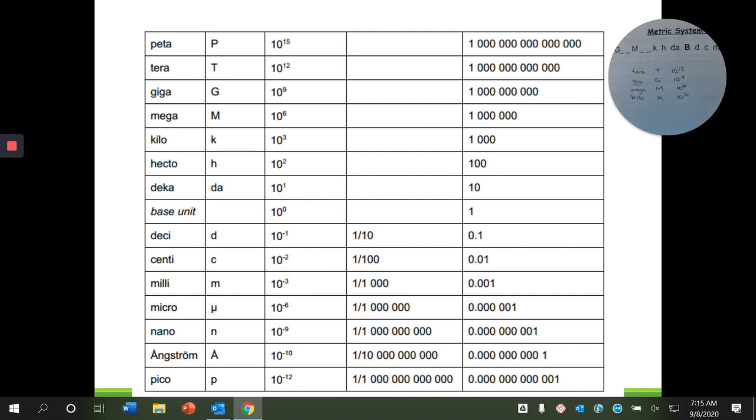That is what I'd put on your page 30, because you need to know these different prefixes and what power of 10 they represent. The one that I do want to point out is the base unit there. The base unit just stands for the unit by itself. So that would be liters, meters, grams, seconds. Again, the base unit is the unit without a prefix.